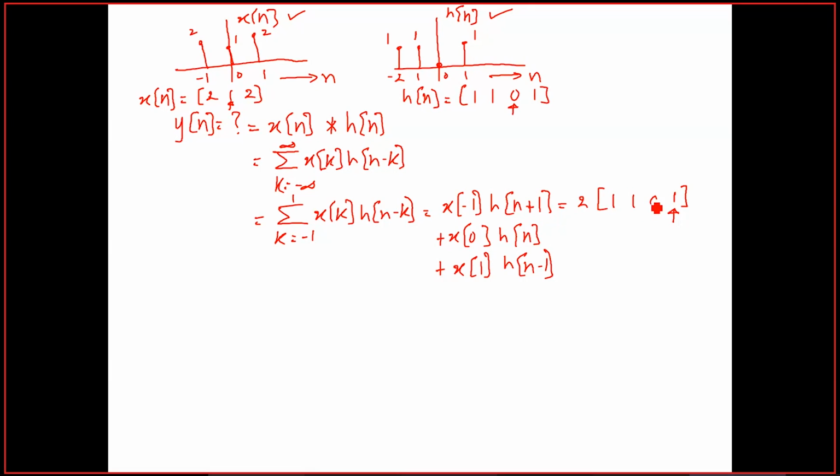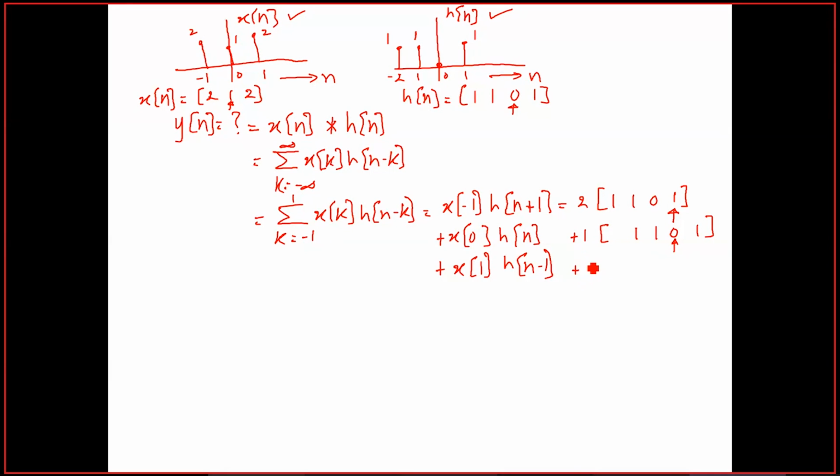It is h of n shifted left by 1 unit, and then x of 0 is 1 times h of n. We already have the value for this. Again, it's always a good convention that we just keep the arrowheads aligned. Just to keep the arrowheads aligned, I will write it like this. Either you can put a 0 here or you can start the bracket from here, it's up to you. It is just to align your arrowhead.